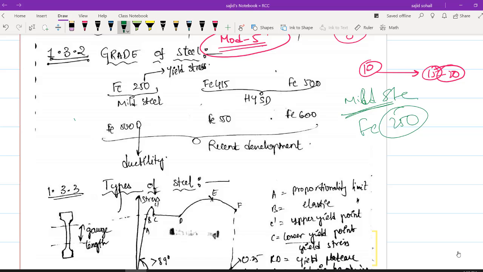Fe250. Why 250? Because the yield stress in your mild steel bars is around 250. That's why we are representing it as Fe250. 250 represents the yield stress of your mild steel bars. I hope it is very clear, right?